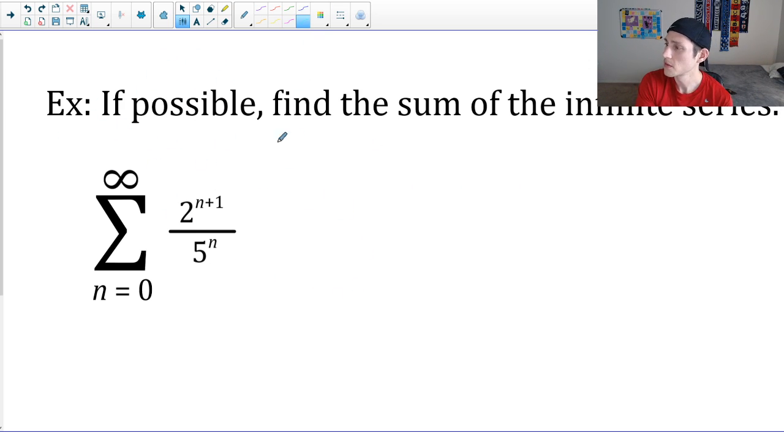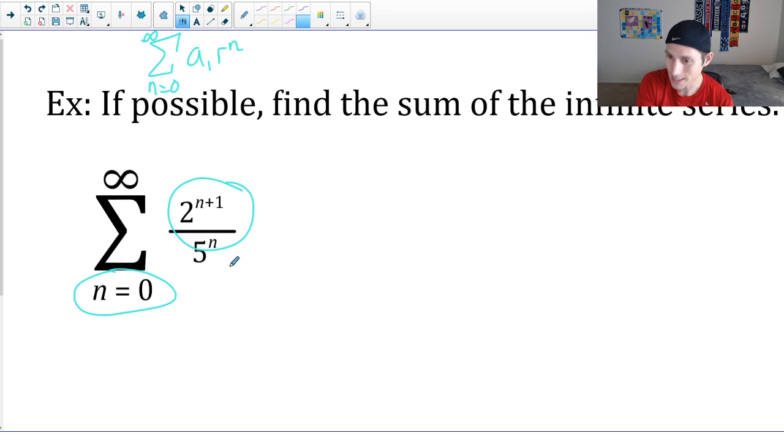If possible, find the sum of the infinite series. Okay, so again. All right, now this looks a little different. So first off, this is in n equals 0. So I'm trying to see, is this of the form, 0 to infinity, a1 r to the nth power. This sure doesn't look like that, right? But maybe it is. I might just have to do a little bit of changing, a little bit of manipulating.